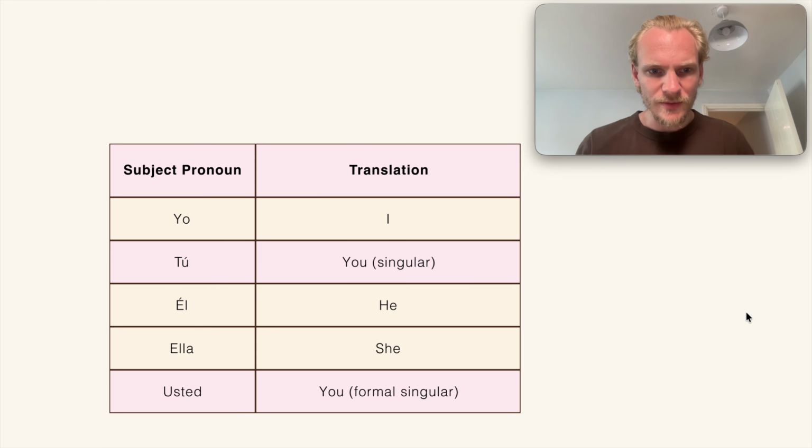There's going to be two tables. The first half here, we've got yo, we've got tú, él, ella, and usted. So yo means I, yo. Tú is you, singular, just one person. Él, he, ella, she, usted, you, formal singular.